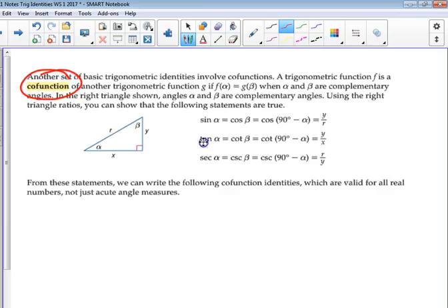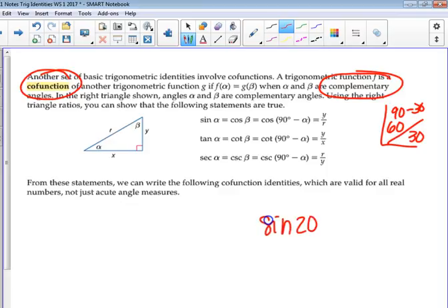Co-functions. For the first time, the words actually go together. Sine, cosine. Secant, cosecant. Tangent, cotangent, okay? These are complementary angles. Do you remember in geometry? Complementary, if this one was 30, this one was 90 minus 30 or 60, okay? So when you have the sine of 20 degrees, it is equal to the co-function of the complementary angle. So it's equal to the cosine of 70.